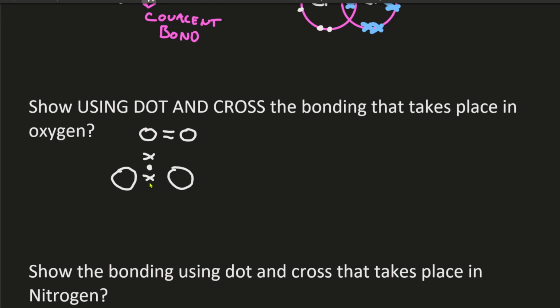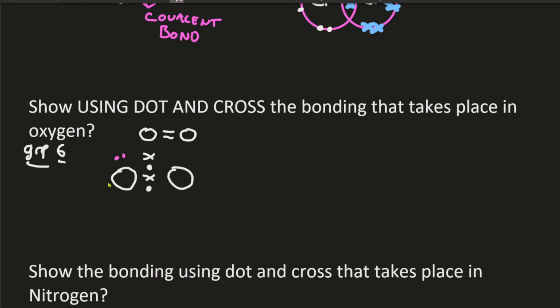1, 2, 3, 4. Now, these 4 electrons, okay, 2 of them are from one oxygen atom and 2 of them are from the other oxygen atom. Oxygen is in group 6. It's in group 6. So it has 6 electrons in its outer shell. So let's do the remaining from each of these. So let's do this on this side.